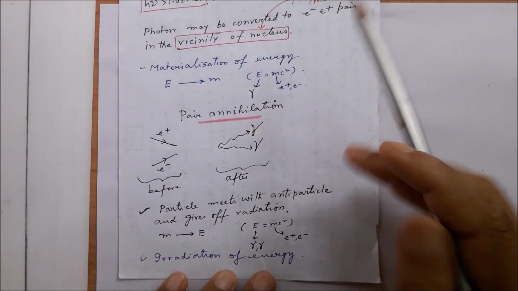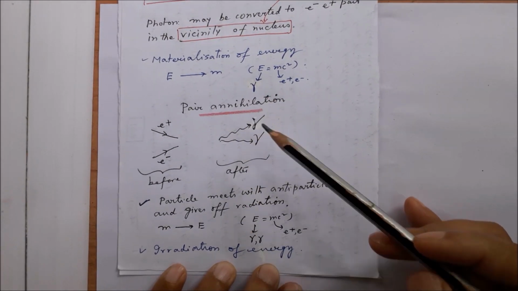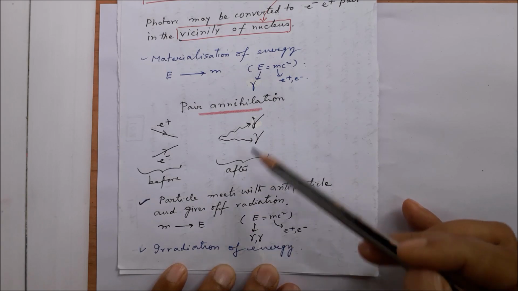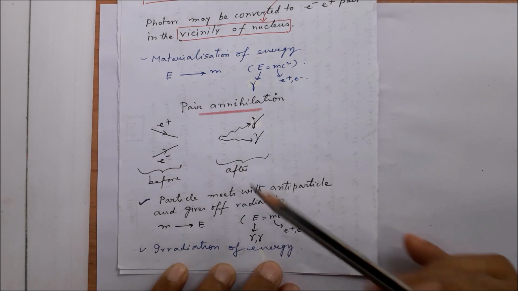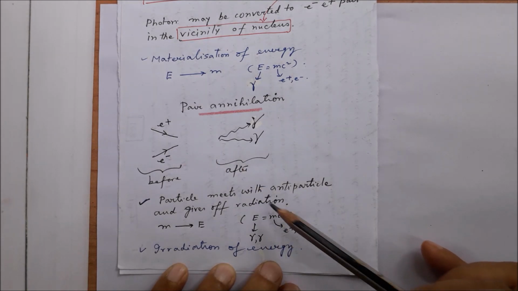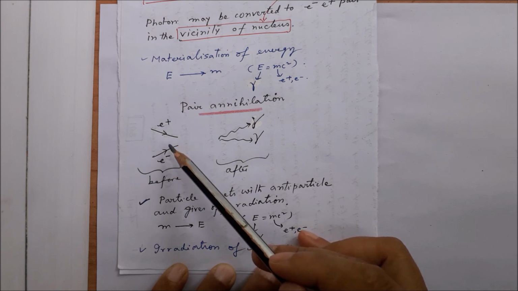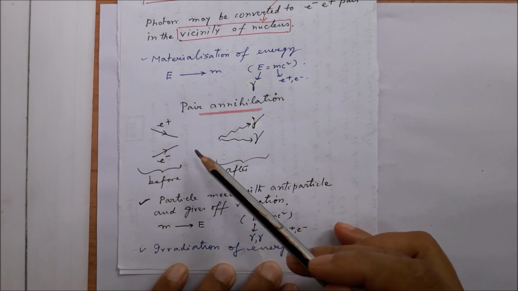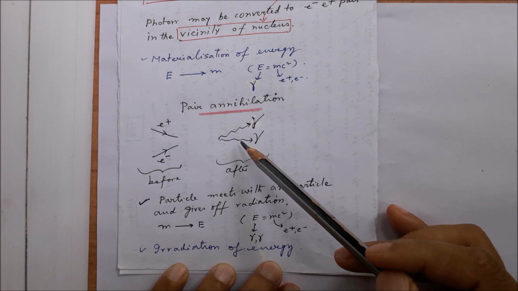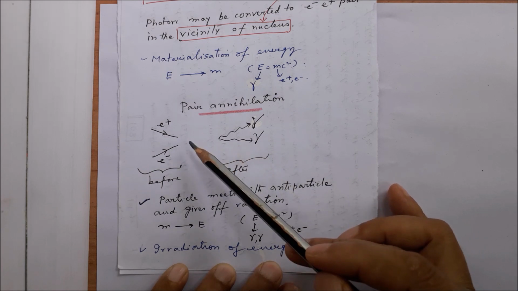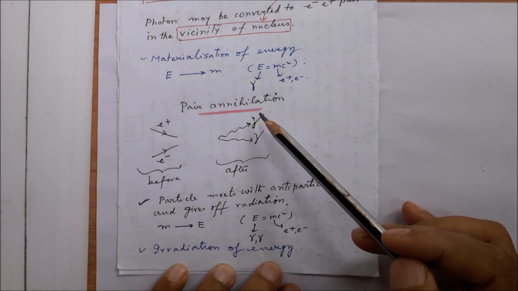Another phenomenon which is opposite of this one is pair annihilation, which represents irradiation of energy, that is, creation of energy from matter according to Einstein's E equal to mc square, where a positron and an electron, which are a particle-antiparticle pair, meet and the interaction is violent because nothing is there after the interaction, only energy is there. So this is called pair annihilation.